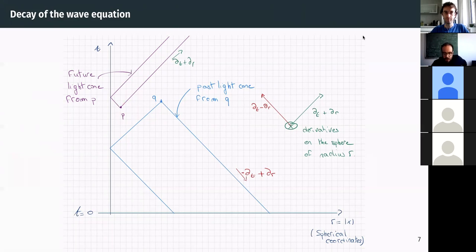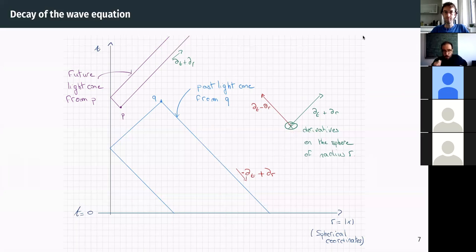So, tangent to past light cones, you can consider the generators of these light cones. The generator of the past light cone will be generated by that vector field, and the generator of the future light cone will be generated by that vector field. Okay. This vector field is in green because later on it will be referred to as good directions, and this will be referred to as bad directions. Also, I will consider derivatives on the sphere of radius r, which are here transverse to the screen.